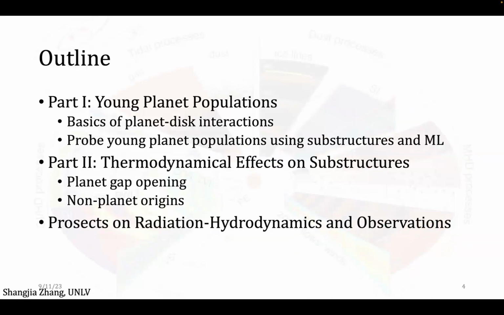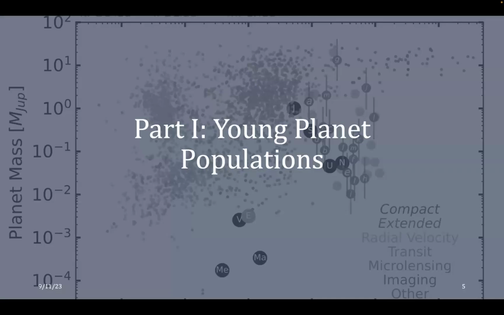So this talk will be separated into two parts. In the first one, I will talk about some basics on planet-disk interactions, and then I'll tell you how to use these relationships to probe young planet populations using substructures and also using machine learning. In the second part, I will show you some thermodynamical effects on substructures, both for planet gap opening and non-planet origins. And finally, I will talk about some prospects on radiation hydrodynamics and its implications for future observations. Basically, this is what I'm doing right now and what I plan to do in the near future. So let's start with the first part.